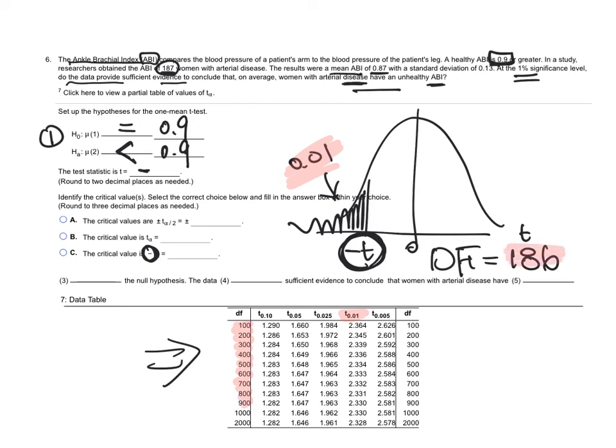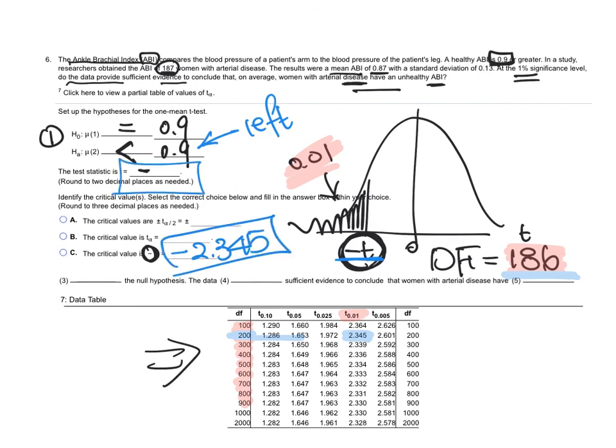We don't have exactly degree of freedom 186, but roughly we can take the closer one, right? So 200 is the closer one to 186. Then we can take the t-score 2.345. But remember, it must be negative because we had left tail. So the critical value must be negative 2.345. And you can take the test statistic. If it is in the left tail, then we reject the null hypothesis.